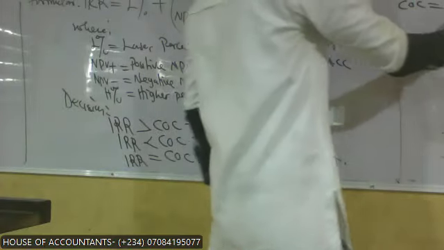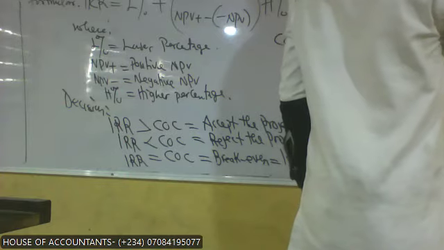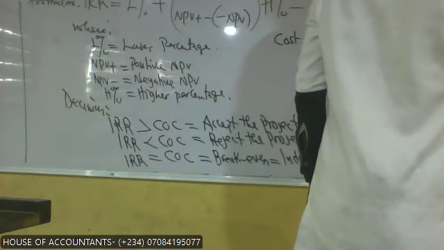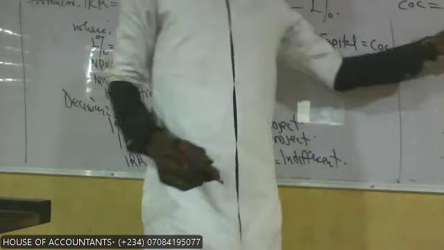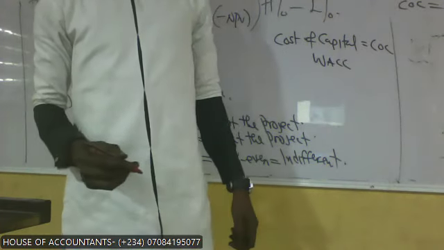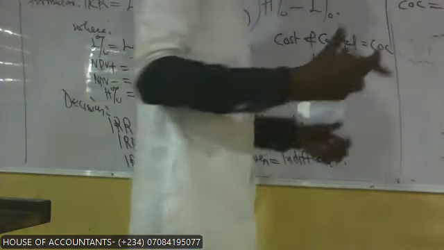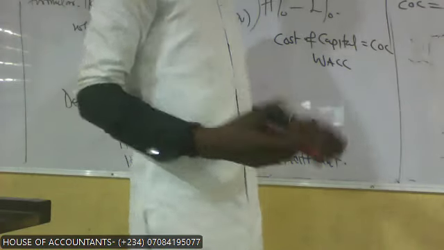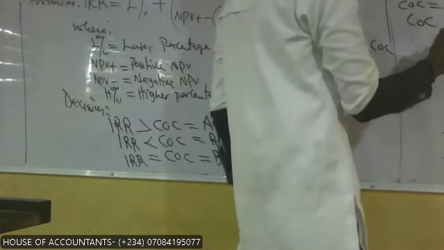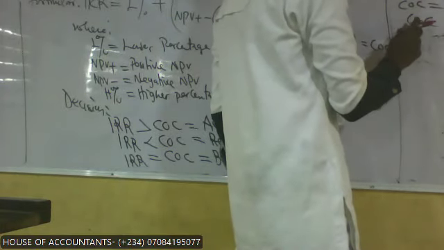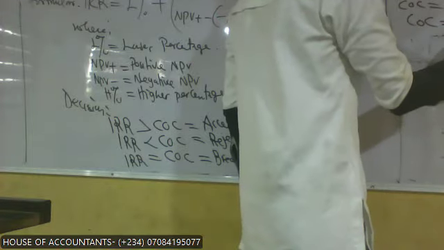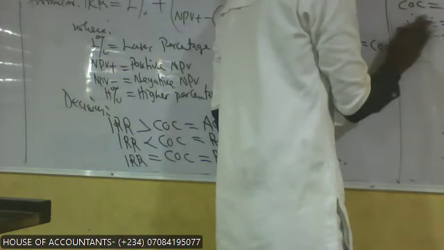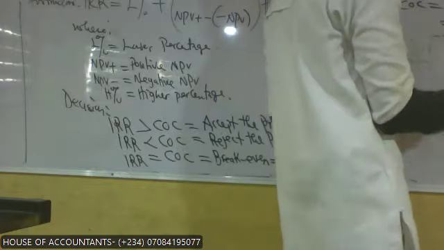If you are an all equity finance company, all equity finance companies, their cost of capital will be equal to their cost of equity. Are you getting it now? But for a geared company, the company that has debt in its capital structure, its cost of capital is going to be its weighted average. So it's not going to be cost of capital only. It's going to be weighted average cost of capital.